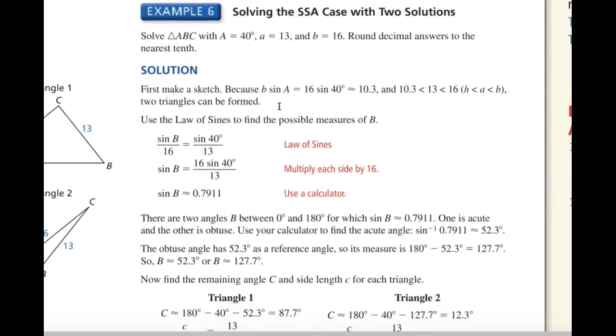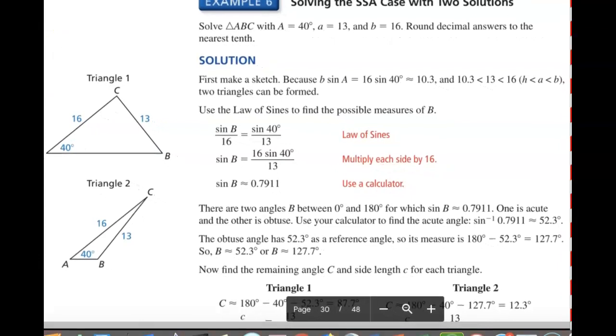And then finally, we have the case with two solutions. So in this case, we are solving, here we go.